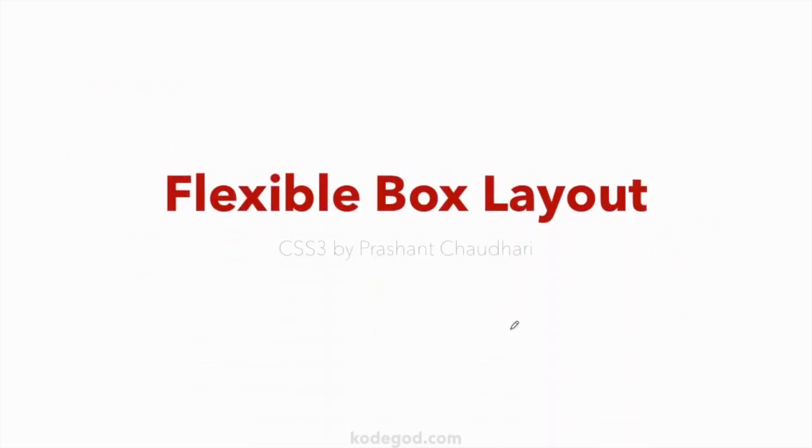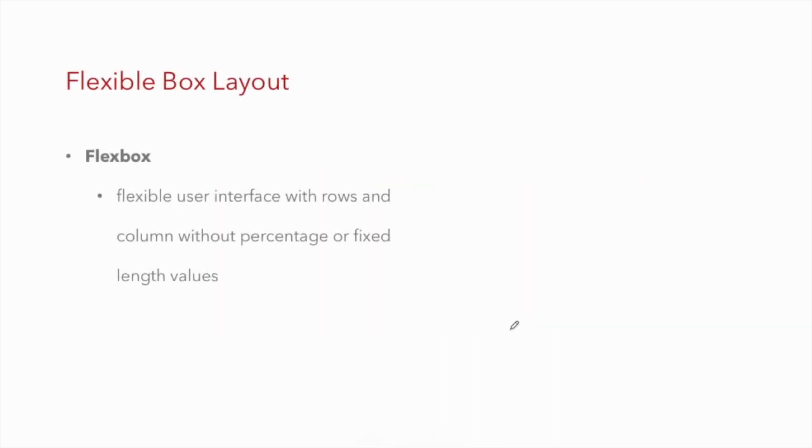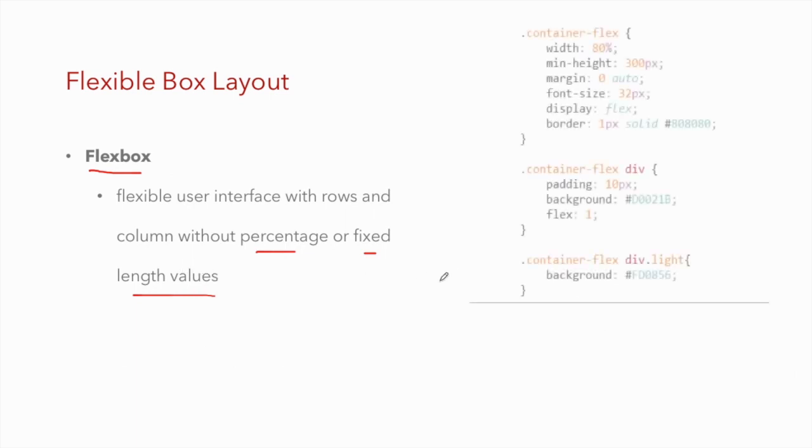Then we will talk about the flexible box layout, another extremely important topic of CSS3. In flexible box layout, we have flexbox as the property, which basically creates a flexible user interface with rows and columns without percentage and fixed length values. So we don't need to explicitly set these values, as it can automatically adapt them.